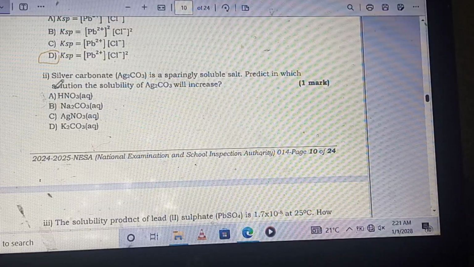The correct option is letter A, nitric acid. This nitric acid increases solubility and the acid removes carbonate.